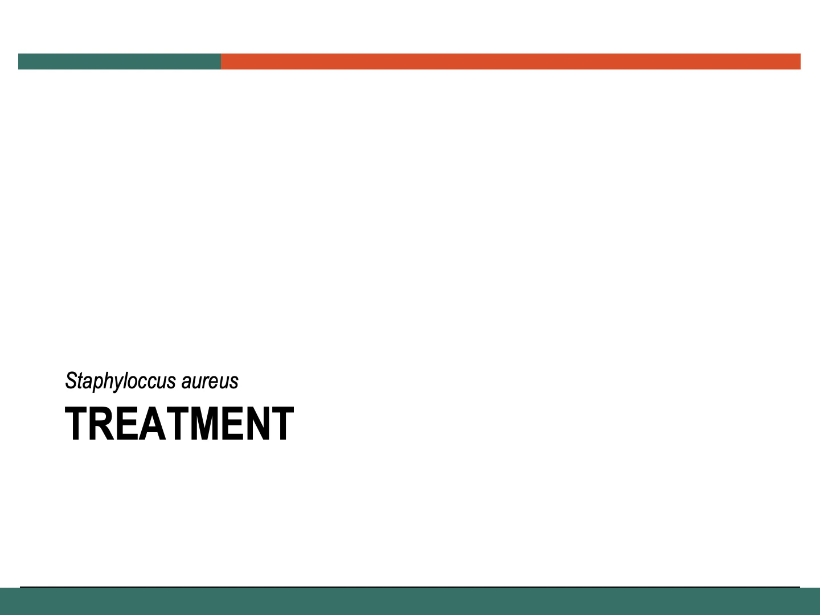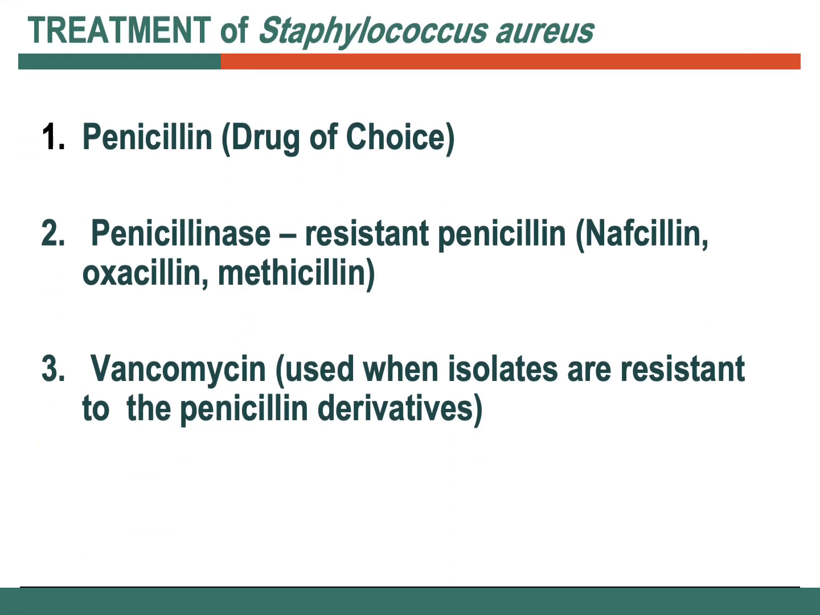So what is the treatment of choice for Staphylococcus aureus? Penicillin is the drug of choice, but again, there are organisms that are resistant to penicillin, like your MRSA. So these are your penicillin resistant strains. Okay, so you give vancomycin as the drug of choice for isolates that are resistant to penicillin derivatives. So what are the penicillin derivatives? You have there nafcillin, oxacillin, and methicillin.